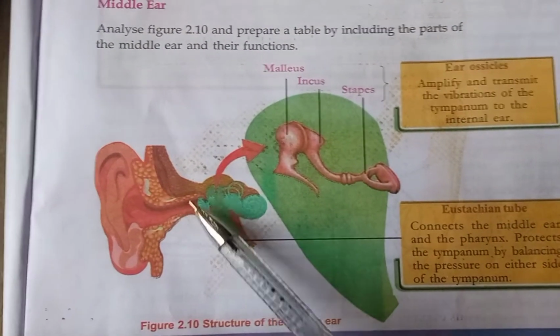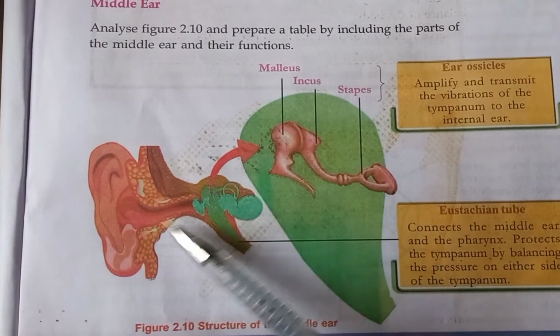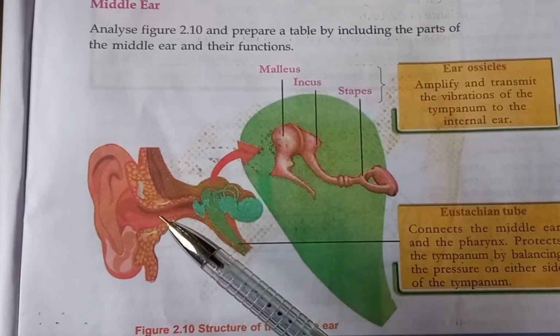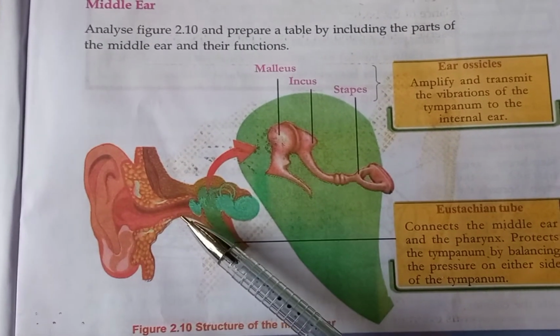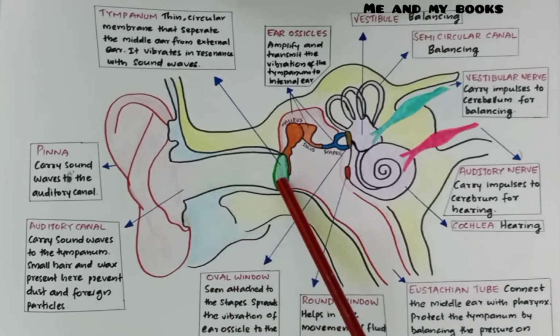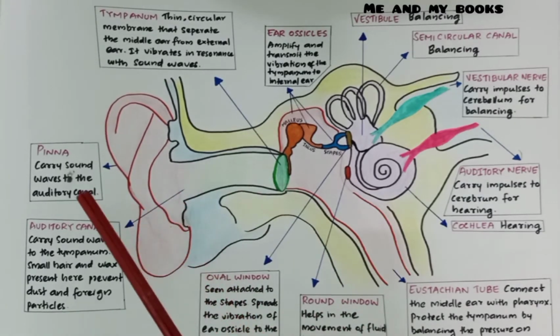Two pressures are required. Where does this pressure come from? From the extension tube. The extension tube balances the atmospheric pressure. If the pressure increases or decreases, it will cause ear pain. Again, this is the pinna, auditory canal, and tympanum. This is the external ear.